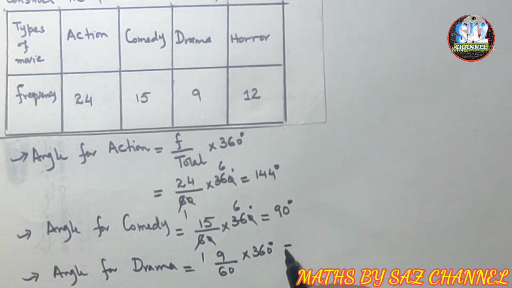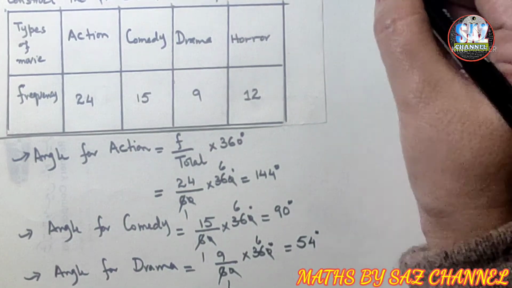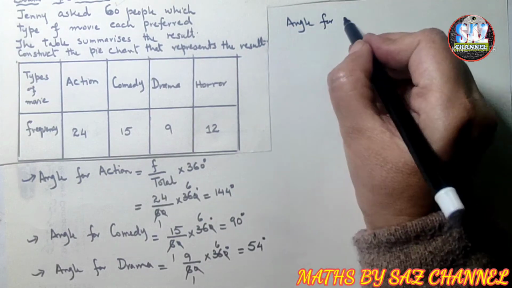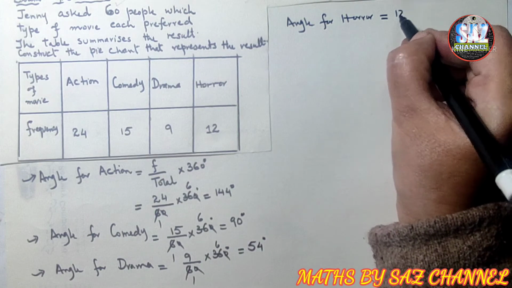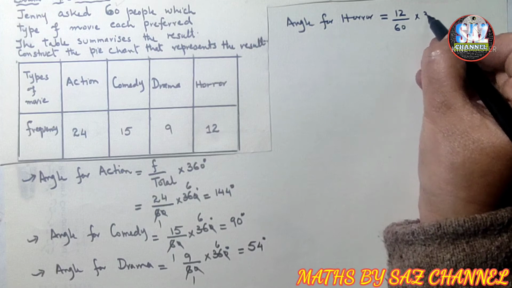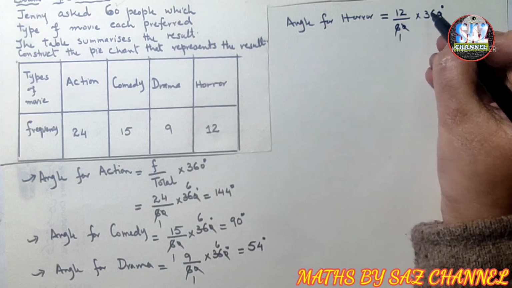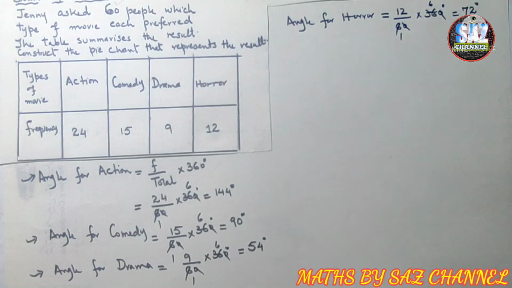And now you can see that 0 goes with 0, 6 ones are 6 and 6 sixes are 36, and 9 times 6 is 54. And for the horror movies, angle for horror movies is 12 by 60 multiplied by 360 degrees. Okay, now again 0 goes with 0, 6 ones are 6, 6 sixes are 36, and 12 times 6 is 72 degrees. We have calculated and we have found all of the angles which are associated with different sectors.